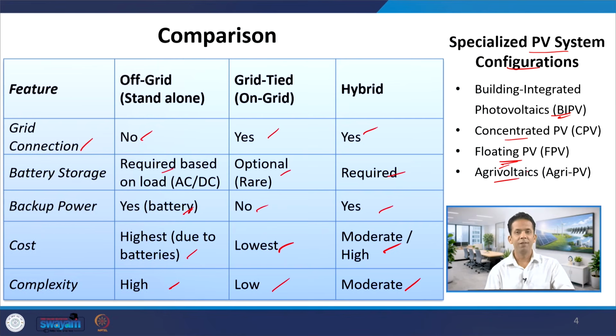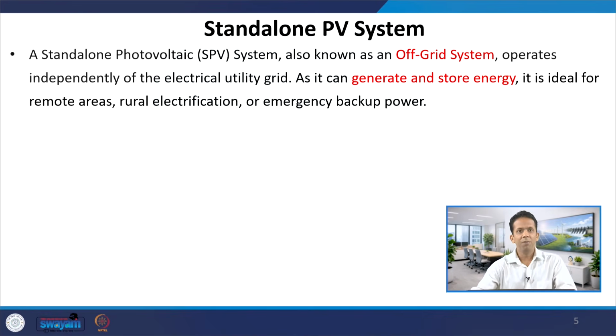Then agrivoltaics. We could use agricultural land for installing solar PV panels, but studies are going on to find out what type of crops can be grown, what the inclination of the panels would be, what the distance between two panels would be, and how the concrete structure would be installed without affecting the growth of crops or agriculture. So, these are some specialized PV system configurations in addition to the three types of classification based on grid availability and backup power.